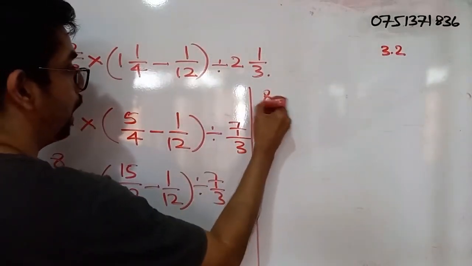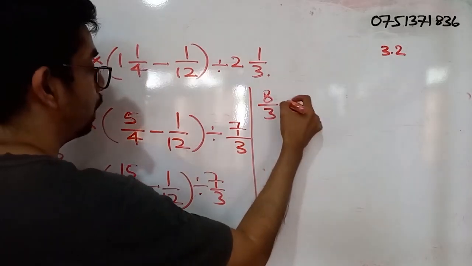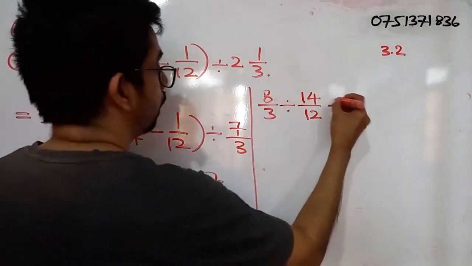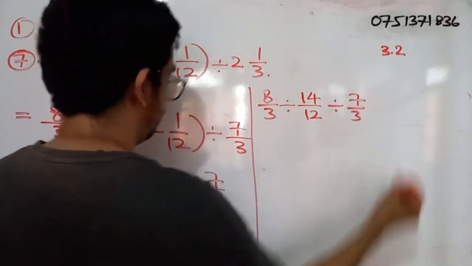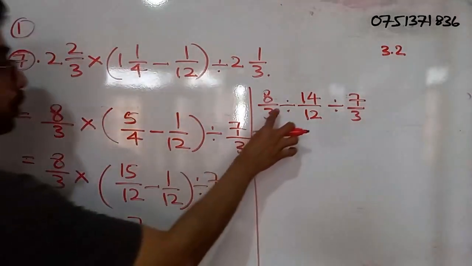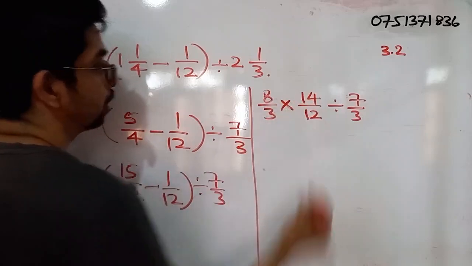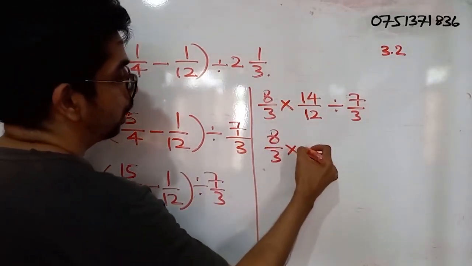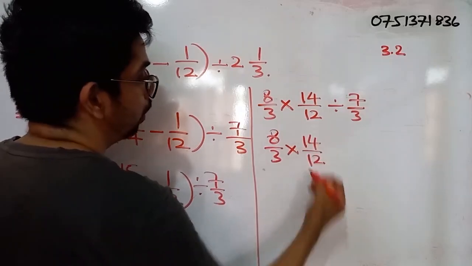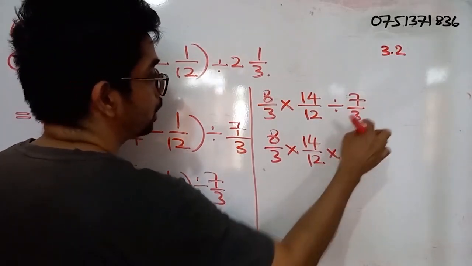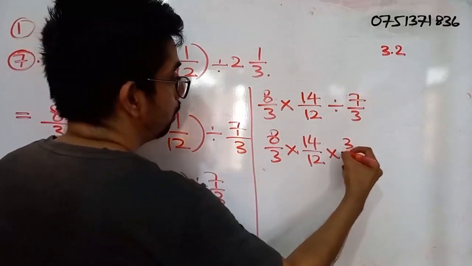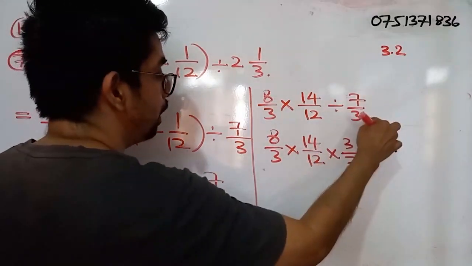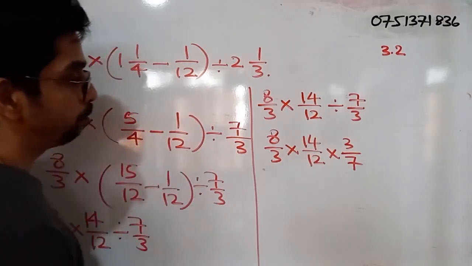Okay, so 8 by 3 divide by 14 by 12 divide by 7 by 3. Actually here we have a multiplication, right? So 8 by 3 into 14 by 12, then multiplication, then the reciprocal. Before it was 7 by 3, now it is 3 by 7.